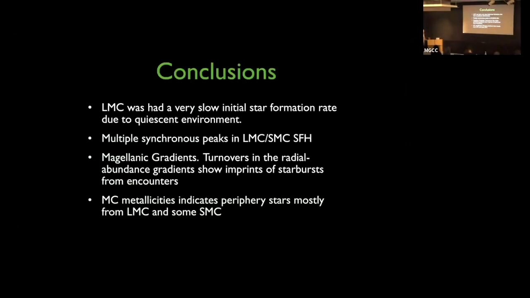All right, so I'll just conclude. The LMC had a very slow initial star formation rate due to its quiescent environment. We saw from the star formation histories that there are multiple synchronous peaks, likely due to their interactions that caused starbursts, and we see this in the abundance gradients. There's this turnover in the radial abundance gradients. And then also looking at the MC periphery using the Gaia XP metallicities, it looks like most material comes from the LMC, stripped off the disk, while some right around the SMC comes from the SMC. And that's it.